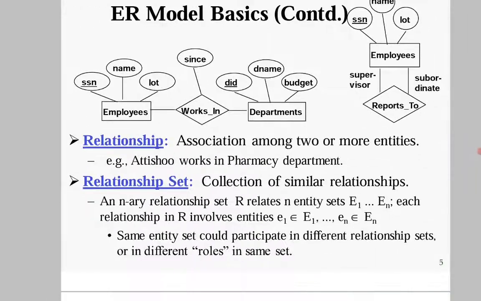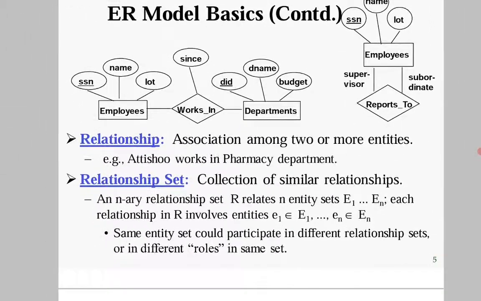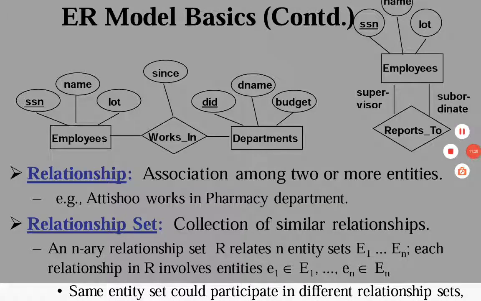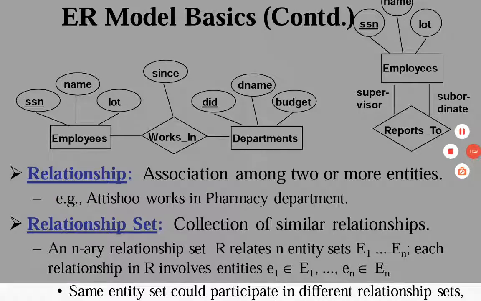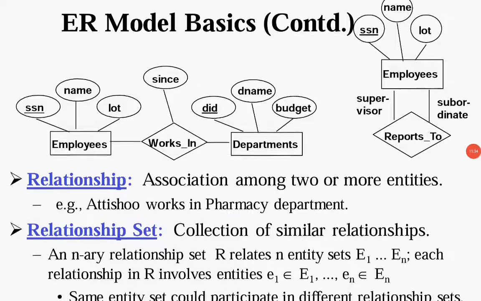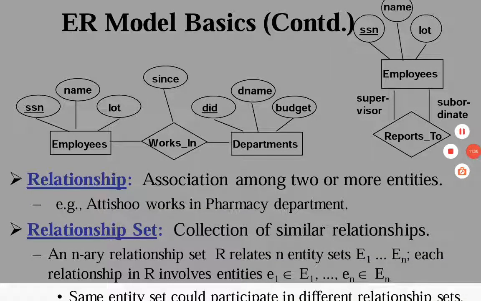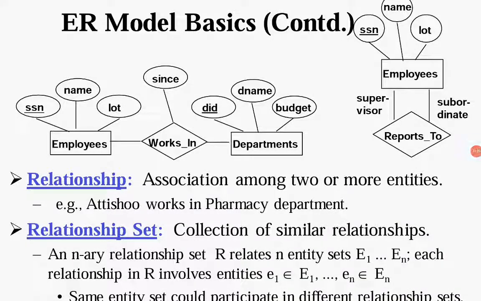So in this diagram we are taking different examples for ER models, where we have drawn sample ER diagrams with different entities and characteristics. Here we are taking two examples: employees department is one, employee reports to is another. So employee department is a simple ER model example.